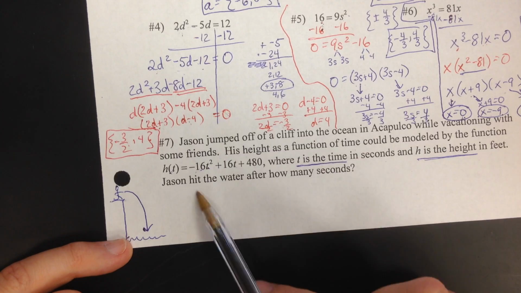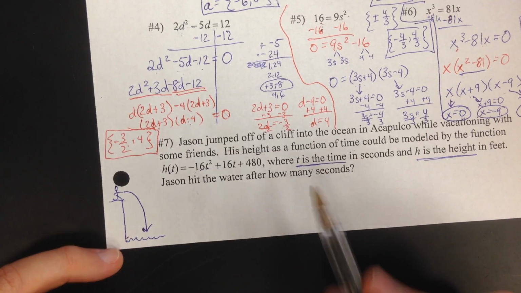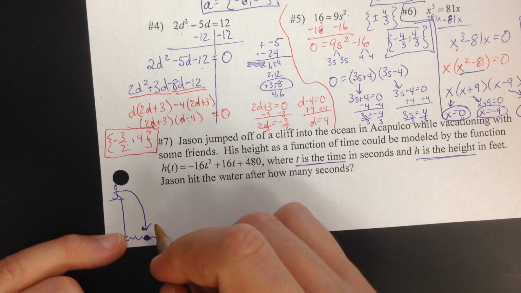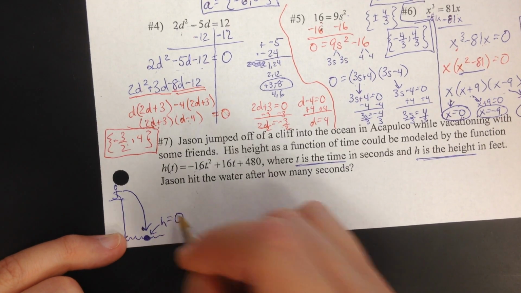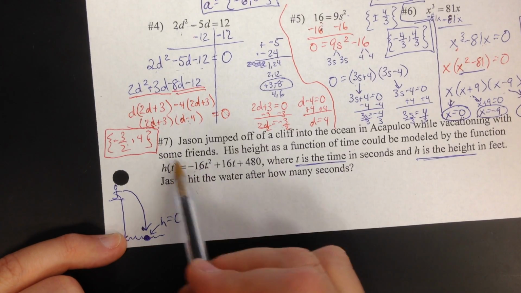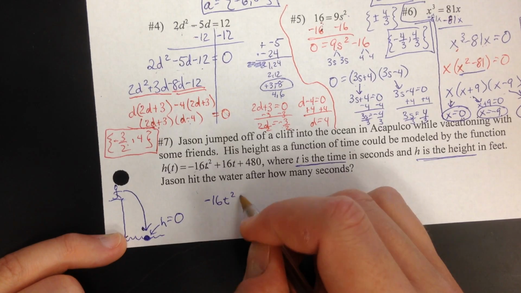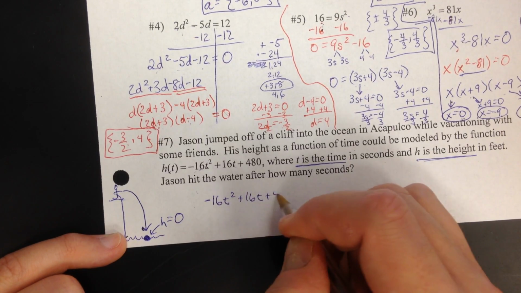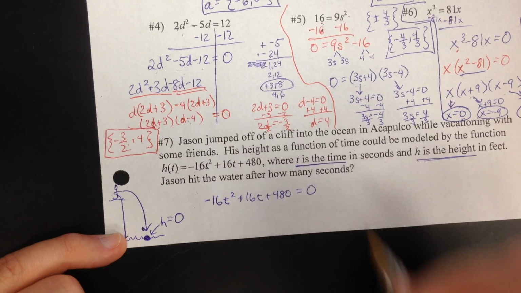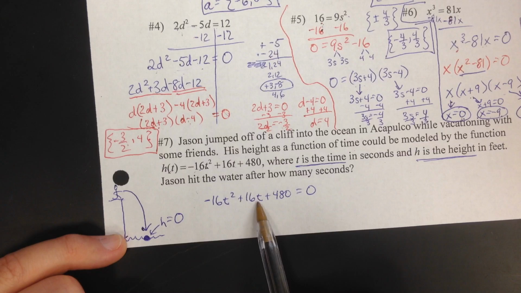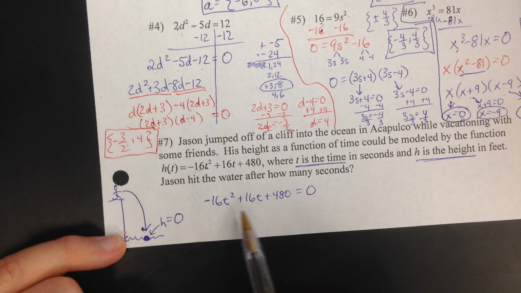The question is, Jason hit the water after how many seconds? So how long does it take for him to be right here? Well, when he hits the water, the height is 0. So this height function, I'm going to rewrite this. I'm going to say negative 16t squared plus 16t plus 480. When is that equal to 0? That's the question. We need to find the value for t that makes that true. So what we have to do is solve it. It's a quadratic equation. It's a t squared.